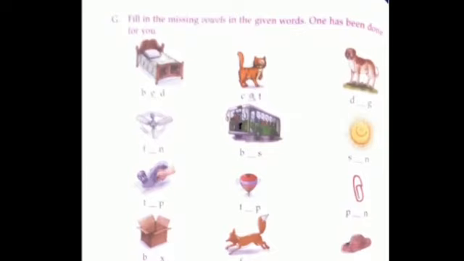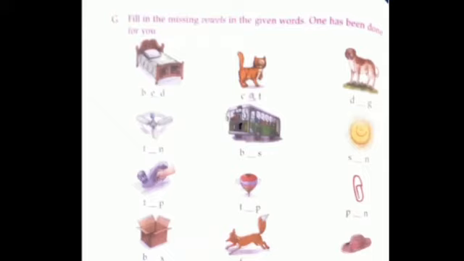Fill in the missing vowels in the given words. One has been done for you. Here are some missing letters, like in the word bed. E is the missing letter, but E is already written because one is already done for you, right? Next, look at the next picture. This is a picture of a cat, right? So C dash T. You have to write A in the middle of C and T. A is a vowel, right? So you have to fill the vowels between these letters to make a word.